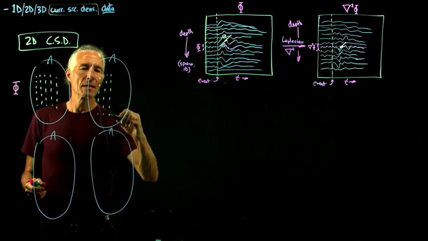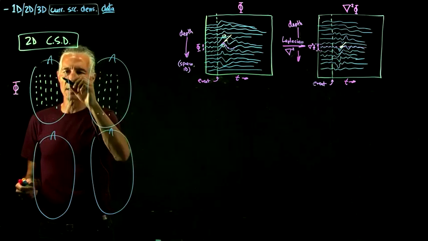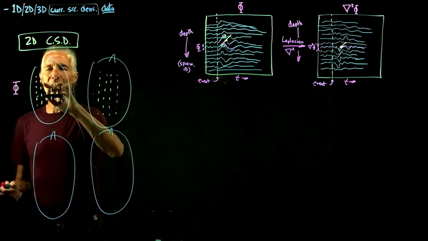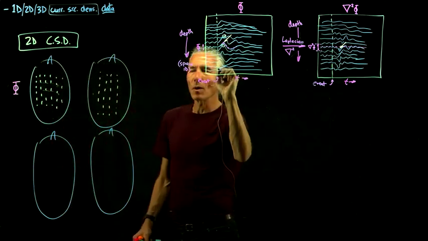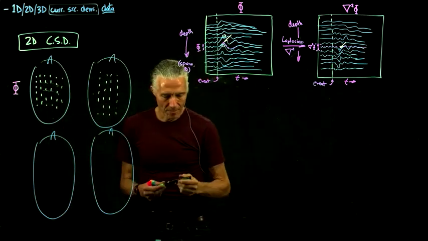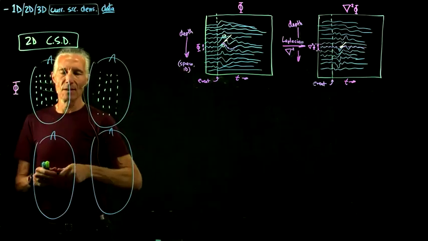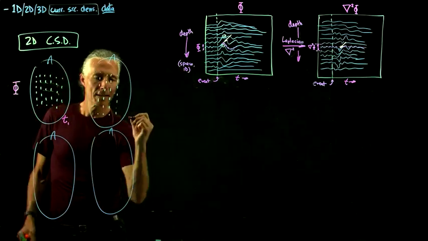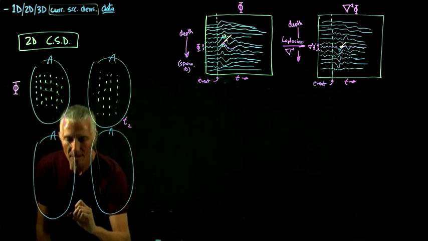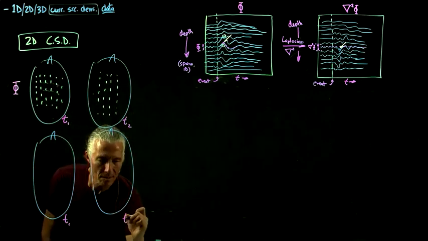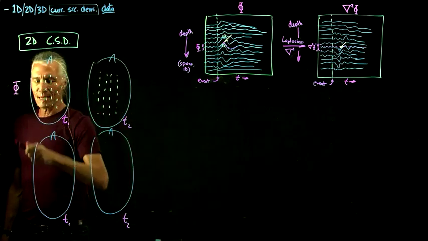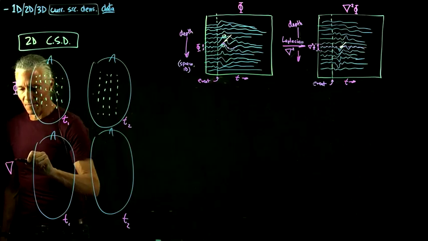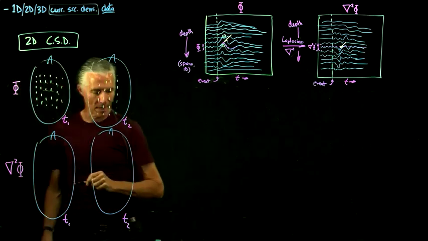And the current source density calculation is, remember, just something that's instantaneous in time, right? So you're just recording for one time point. This is time point 1, this is time point 2. Time point 1, time point 2. So here's our potential, and then here's our Laplacian, the second spatial derivative of the potential.